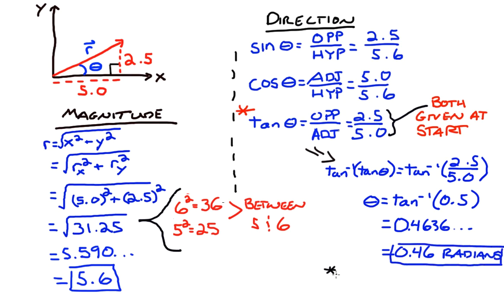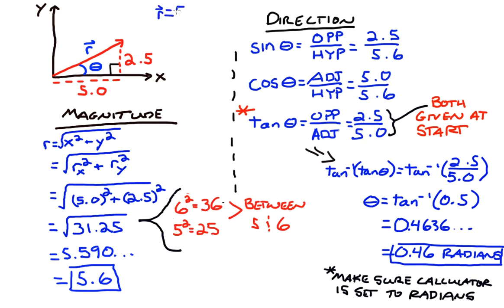Now if you get a number that is wildly different than 0.46, it likely means your calculator is set in degree mode, so you want to change it to radians and then check my answer. That is how you find the magnitude and direction of a two-dimensional vector.